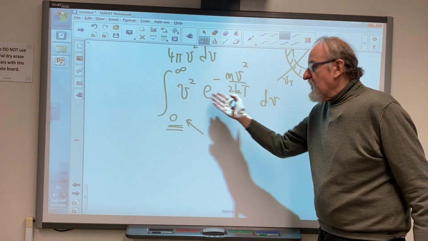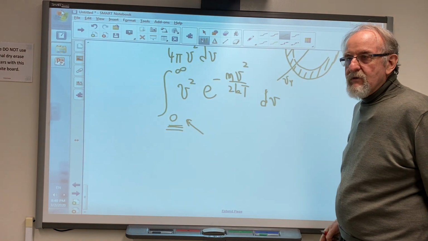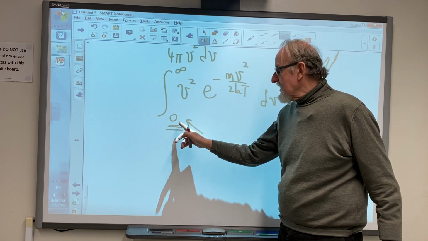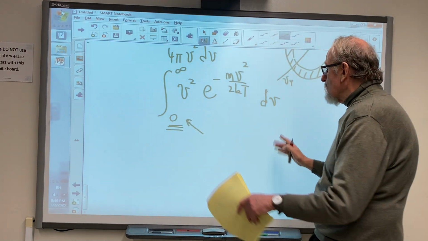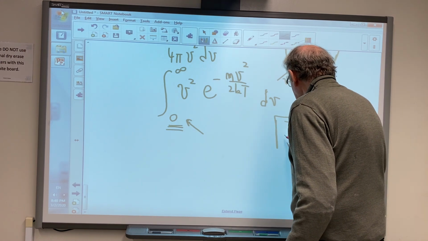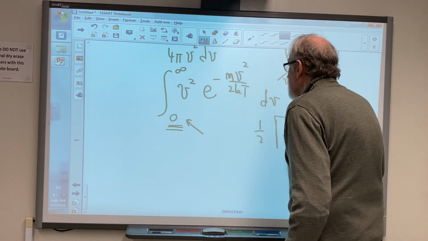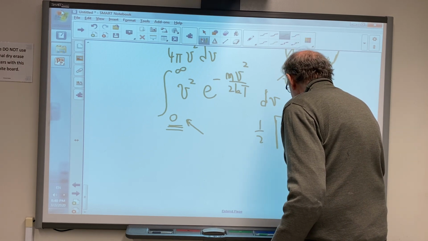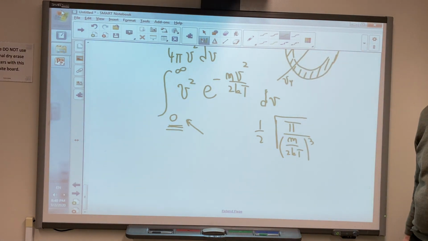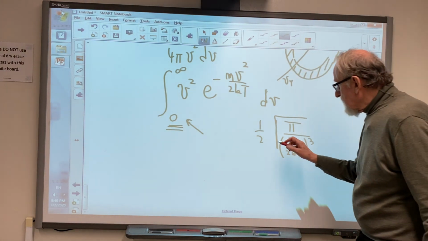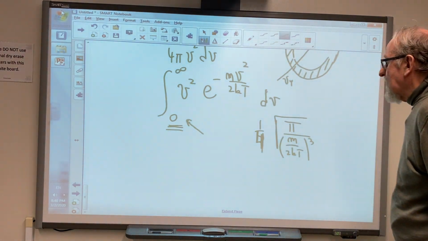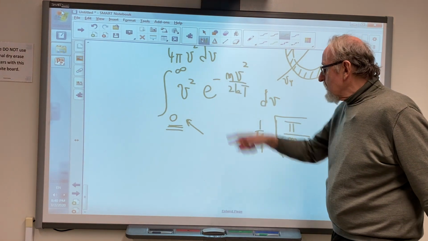You see, this is very similar to the I2 we calculated before, only that it's 1/2 of that. Because instead of starting from minus infinity, I start from 0, which means that instead of getting square root of pi over 1/2 of this, m over 2kT to the power 3, which was the I2, I will get the 1/4, simply because I am calculating half of that.